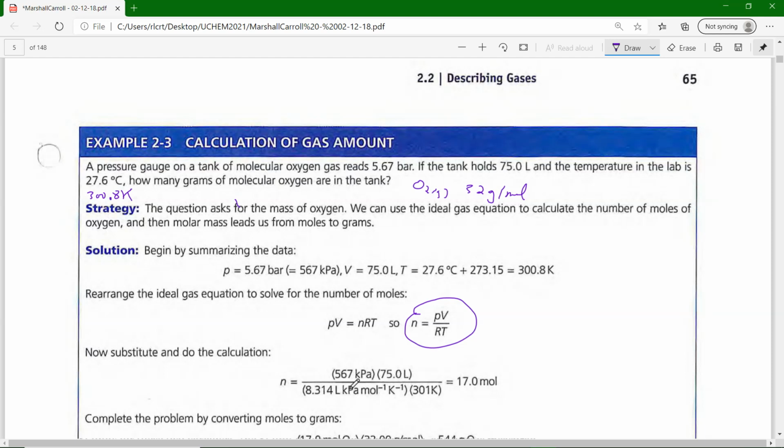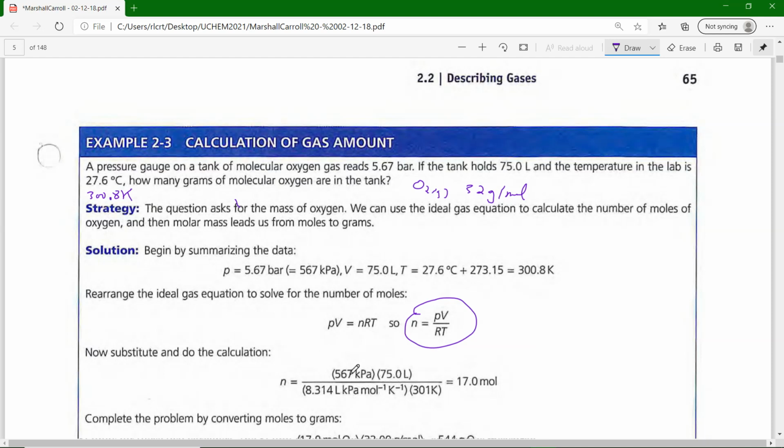Pressure. Why am I going to kilopascals from bar? Oh, because I use kilopascals here. So 5.67 bar is 567 kilopascals. So I converted bars to kilopascals. Keep in liters, and then the liters will cancel, the kilopascals will cancel, the Kelvins will cancel, and the per mole goes upstairs to become moles. So I get 17 moles.